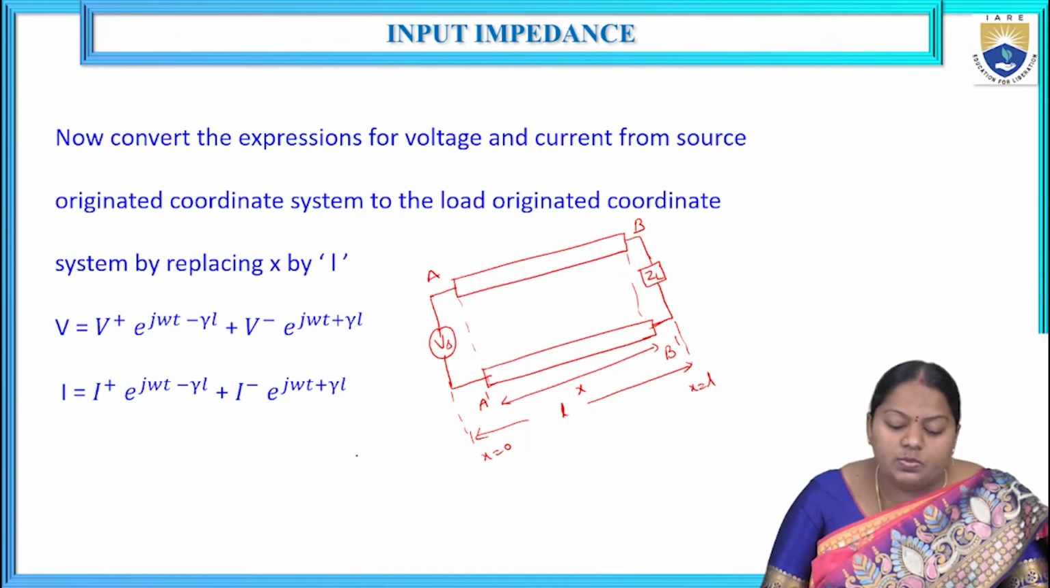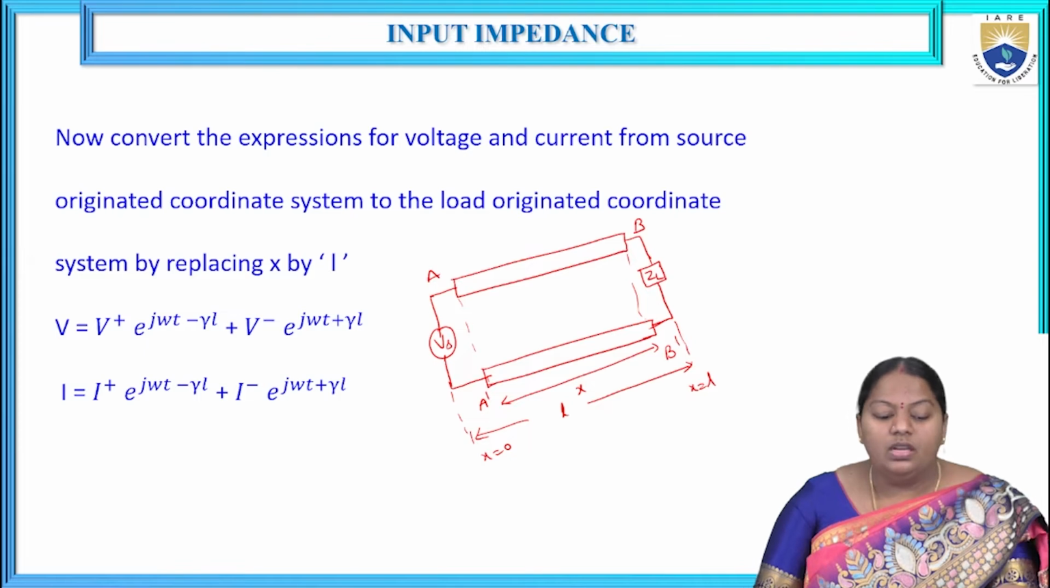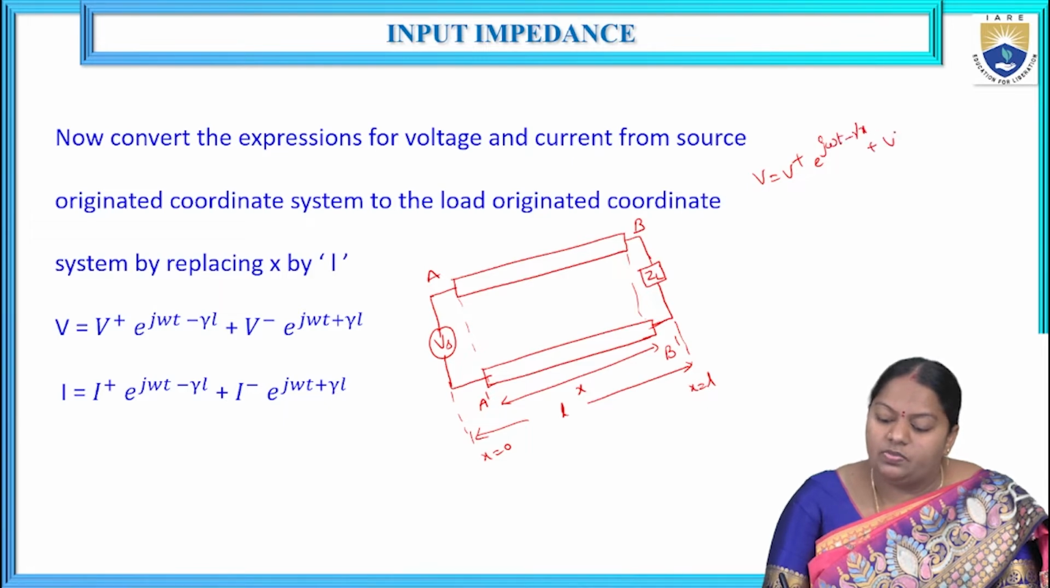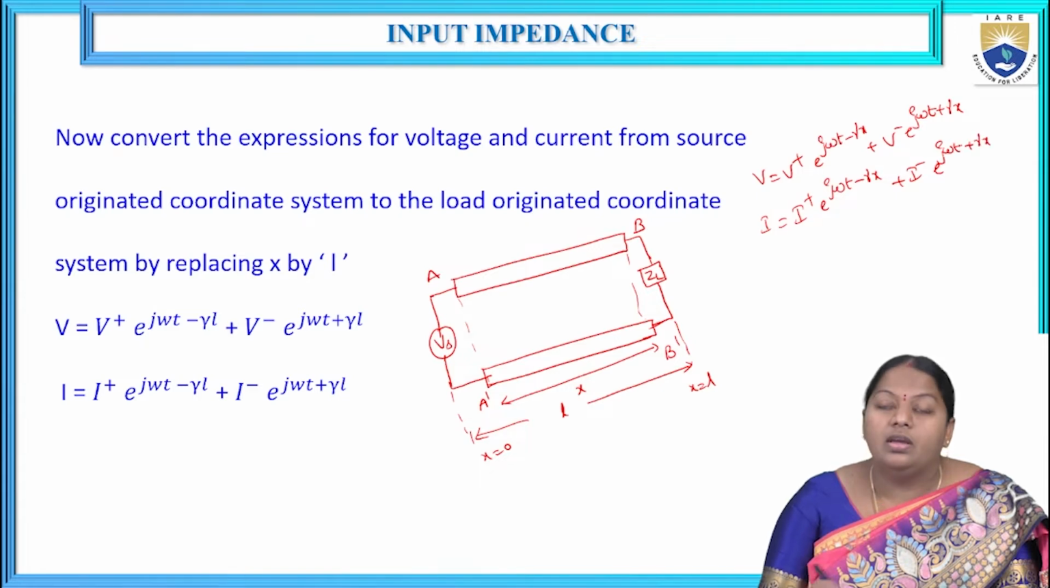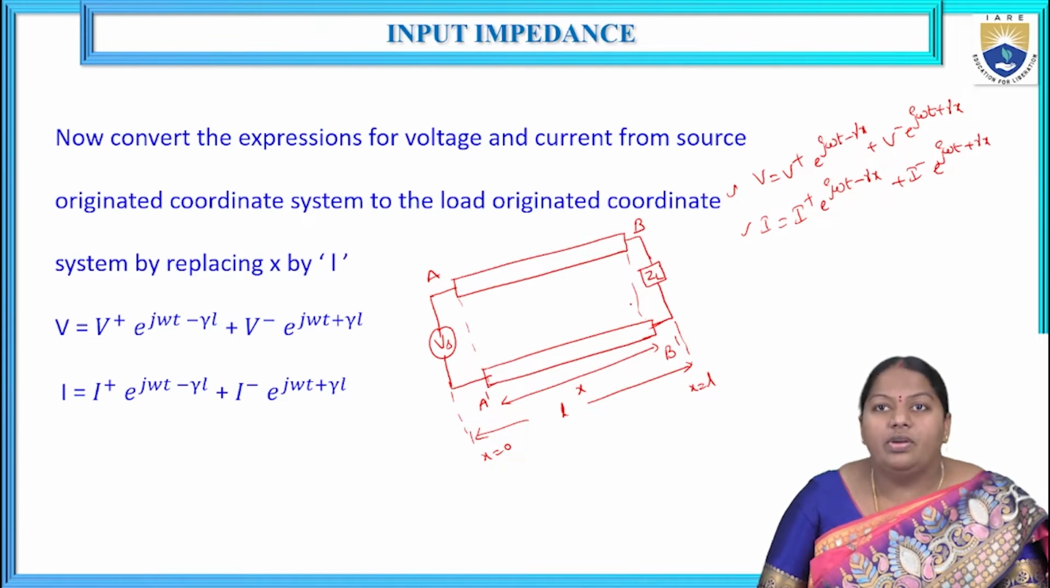So now convert the expressions, means previously what we have, the voltage solution equations from the transmission line. Two equations are obtained as V equal to V plus e power j omega t minus gamma x plus V minus e power j omega t plus gamma x, and I equal to I plus e power j omega t minus gamma x plus I minus e power j omega t plus gamma x. These are the two solutions which are obtained from the transmission line wave equations.